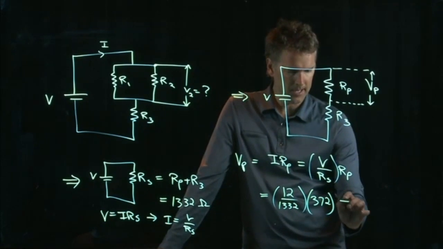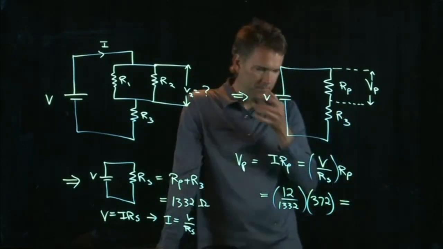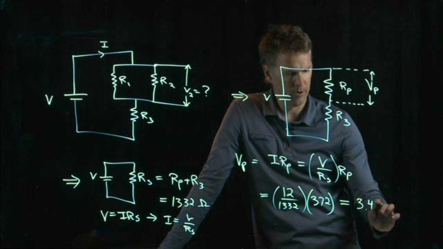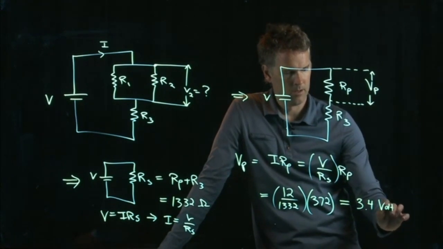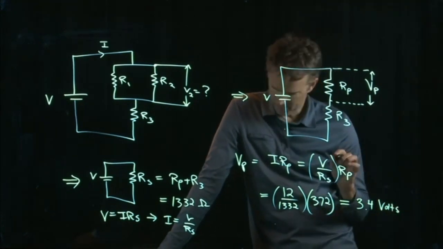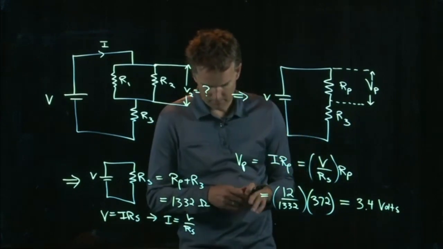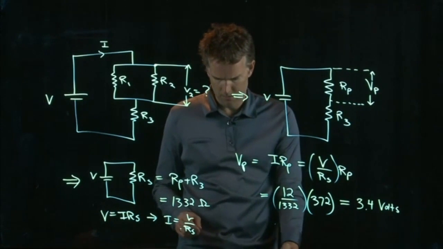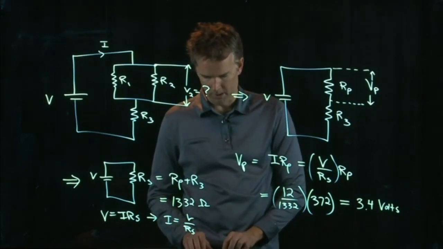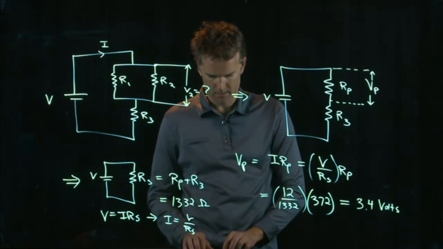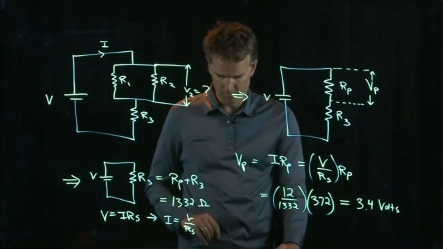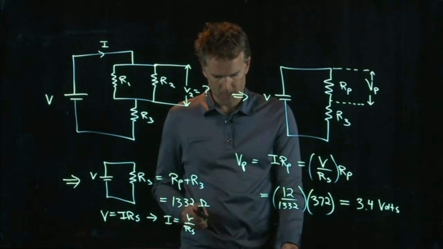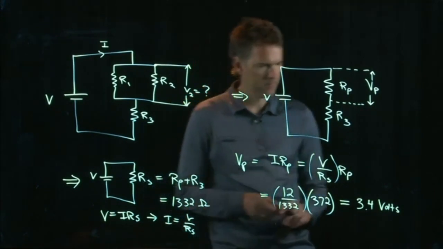And so now you just got to multiply this out. So somebody multiply that out and tell me what you get. 3.4. Is that right? 3.4 volts. Anybody else concur on that one? Sounds like a good number. Should we try it? 3.4 volts. Good. Got that one right.